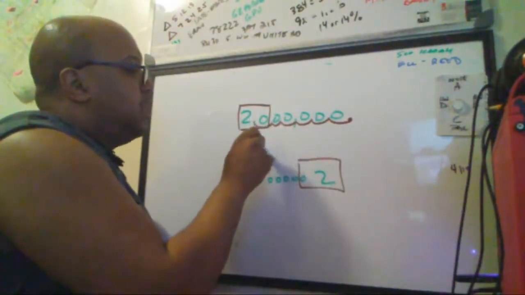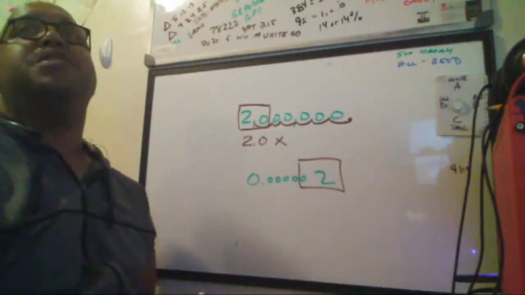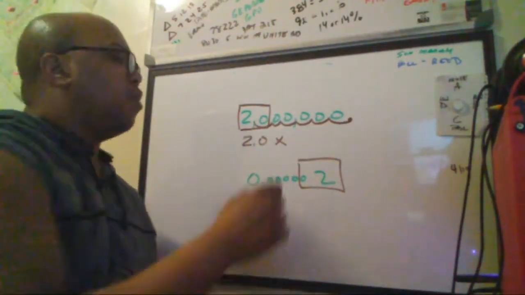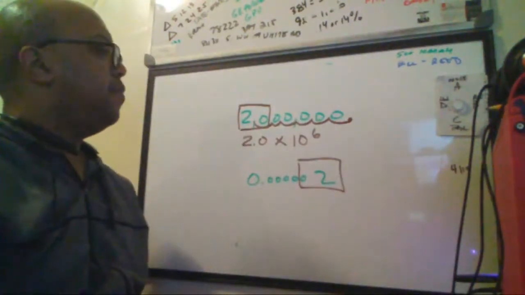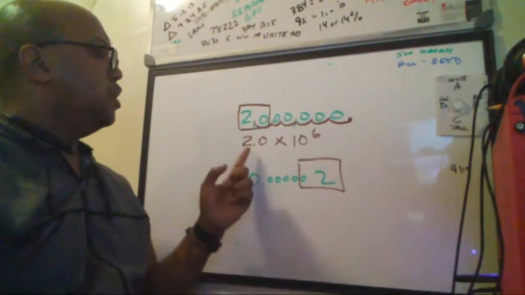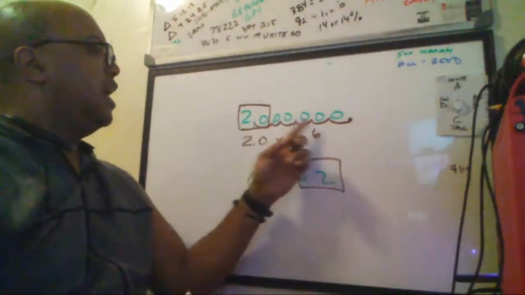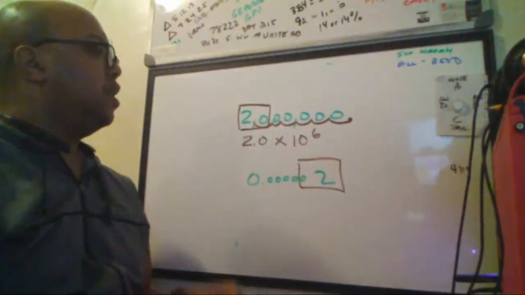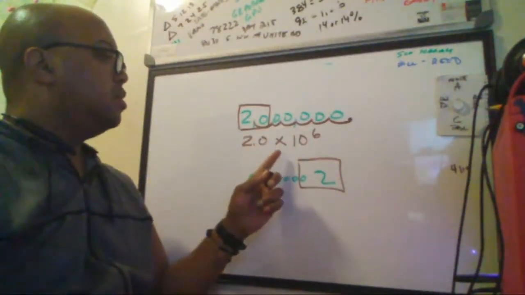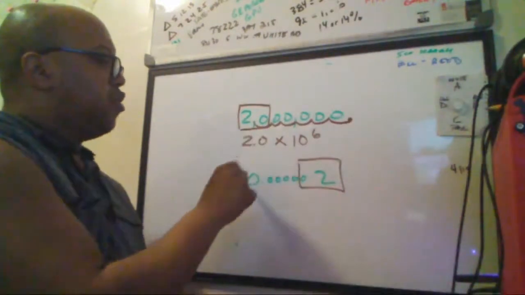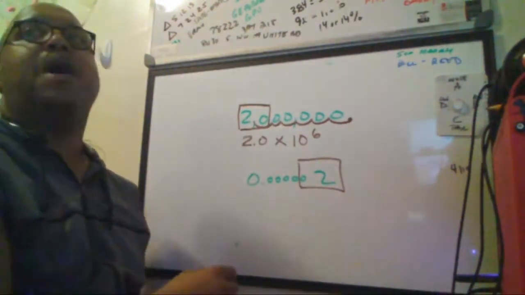So it's basically at 2.0, right? And we move 6 spaces. So basically what we're going to have is 10 to the 6th power. So 2 times 10 to the 6th power is a very manageable number. It's not very large like this, but it means the same thing. 2 million is actually 2 times, and you don't need this 0.0. You can just have the 2 there times 10 to the 6th power.